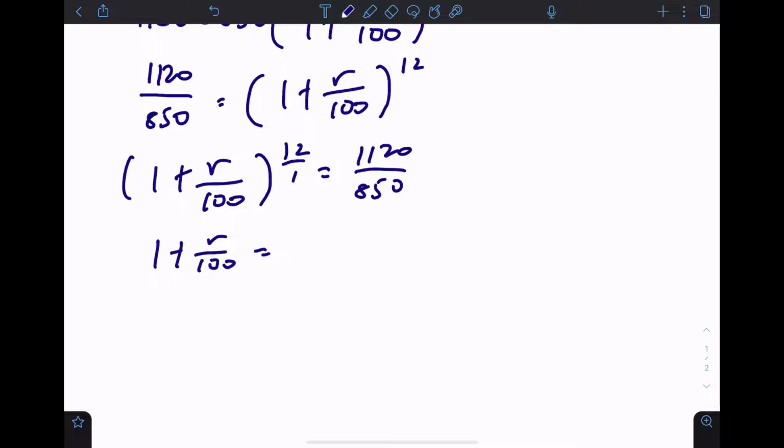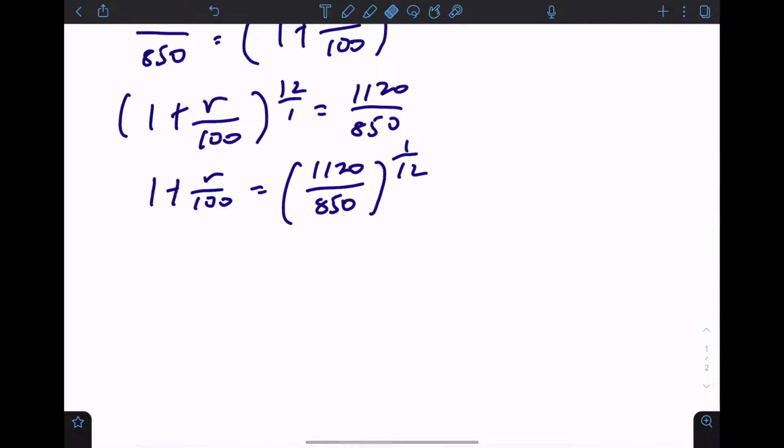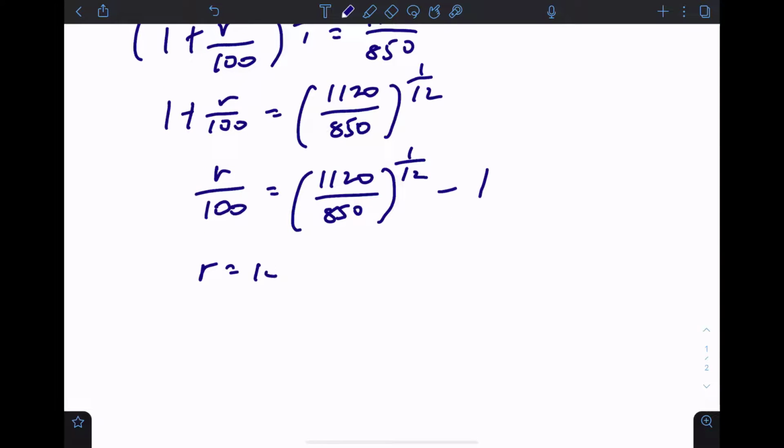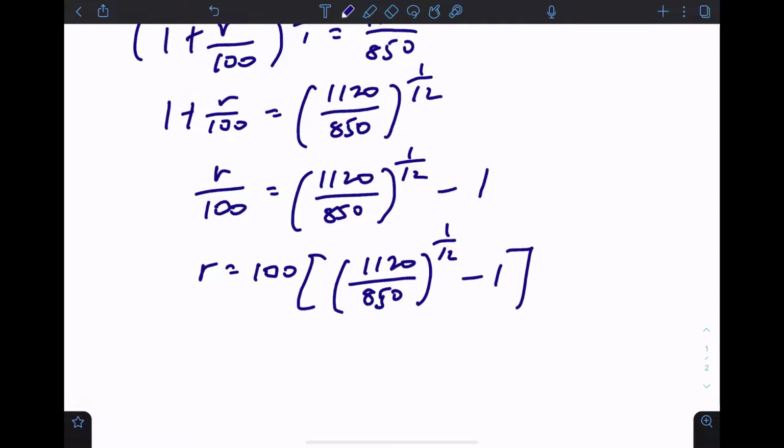To remove a power, you can shift it to the other side, and all you need to do is just flip the power. So R over 100 is equal to 1120 over 850 to the power of 1 over 12, minus 1, and R is just 100 multiplied by all of these things.